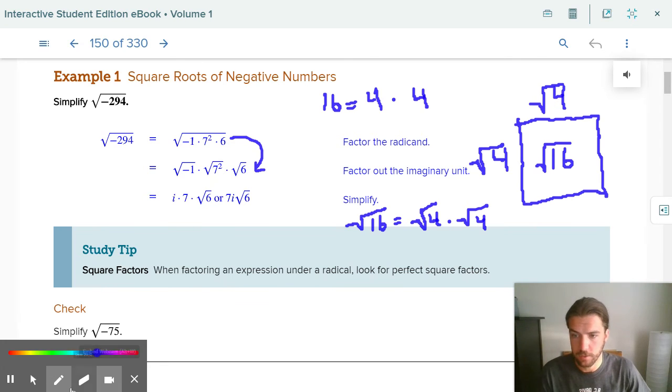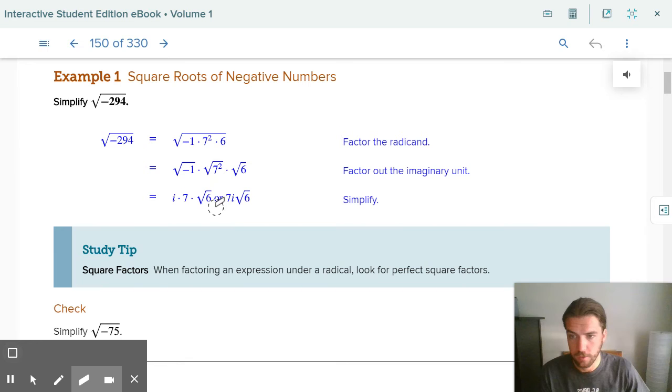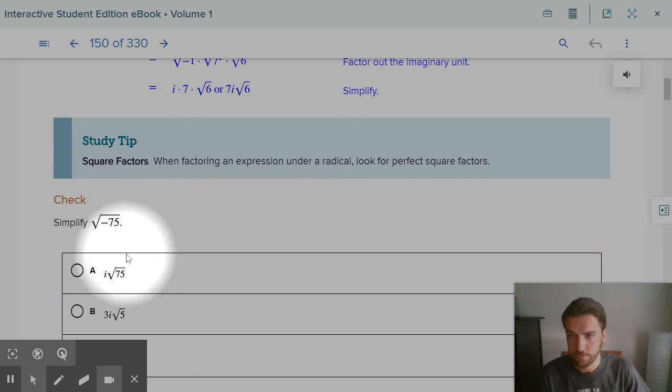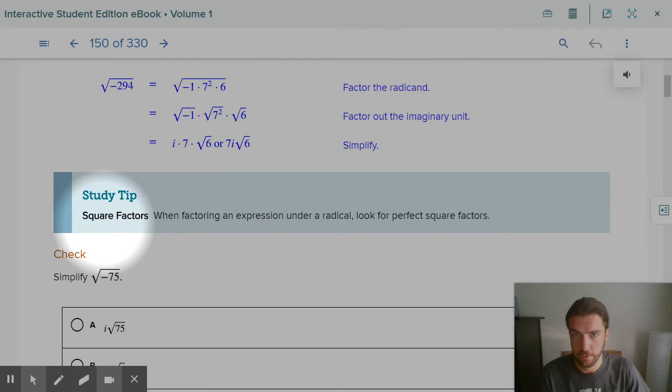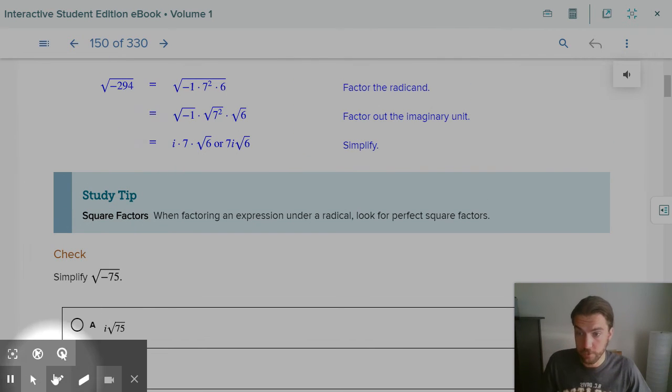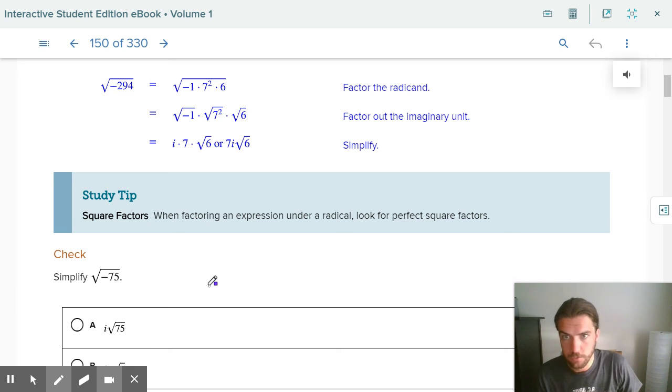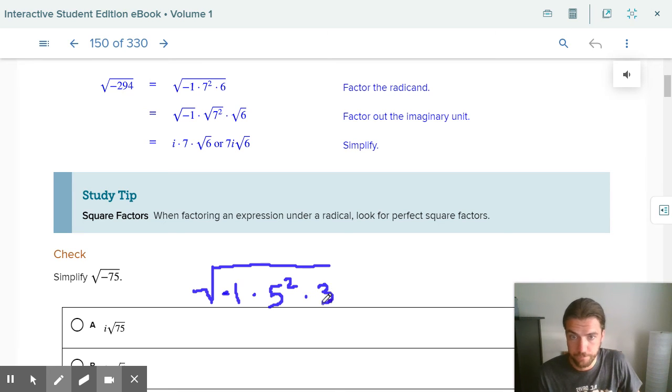Okay, so let's see if we can do that with a new one down here. If we want to simplify the square root of negative 75, I'll leave this up right here. We want to factor the radicand. So I'm going to turn that into negative 1, and I'm going to notice that there is a perfect square in there, 5 squared, and 3. Now 5 squared is 25. 25 times 3 is 75. So we get all of our negative 75 there in the end.